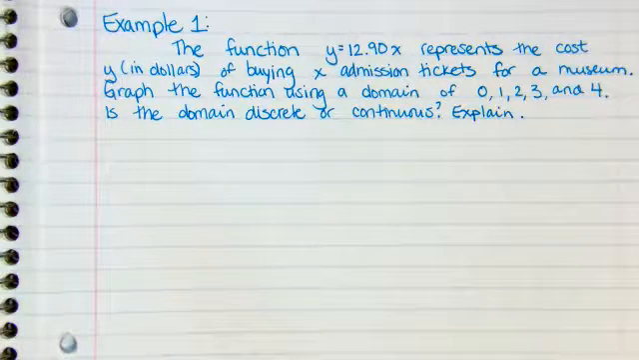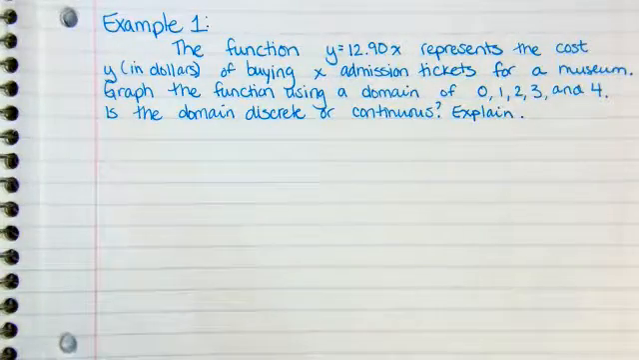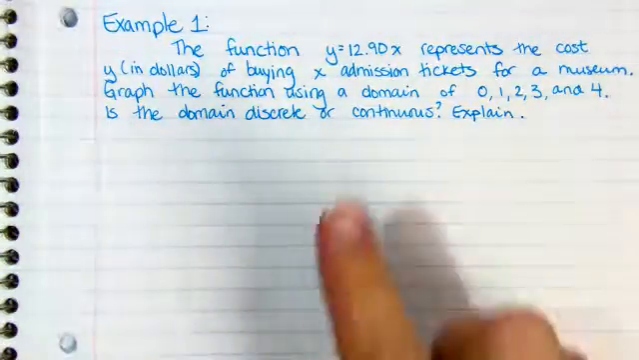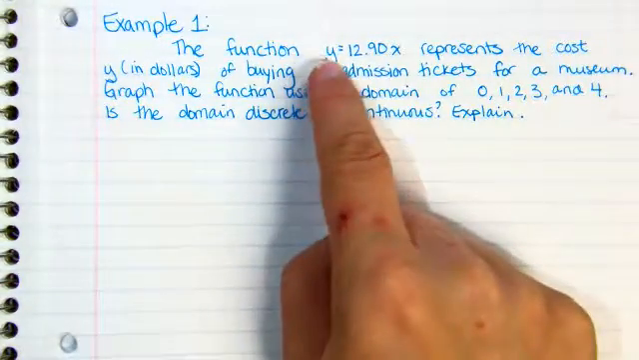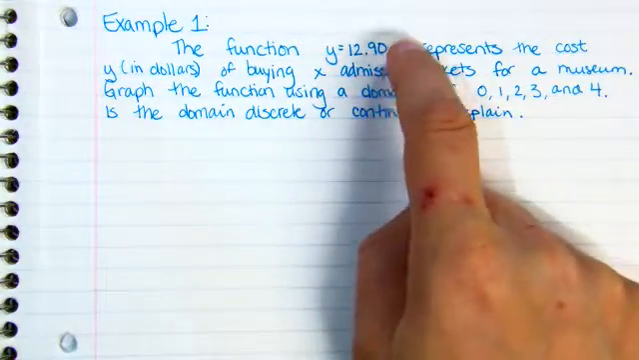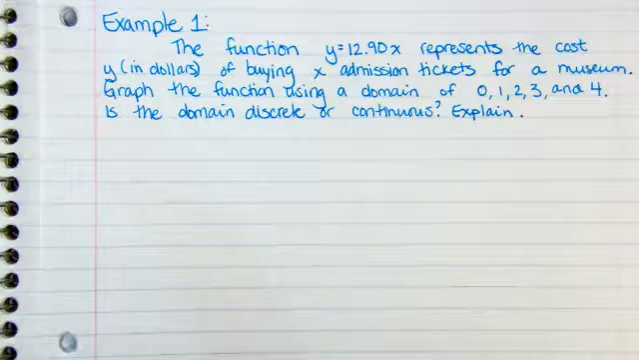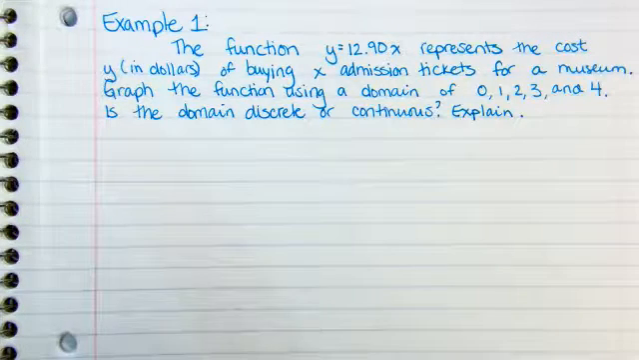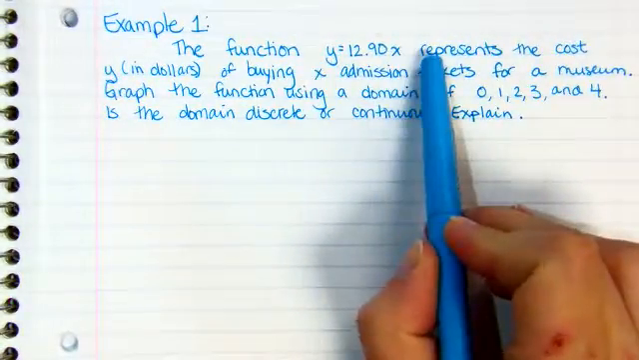So for our first example, we're given the function y equals 12.90x. And this represents the cost, y in dollars, of buying x admission tickets. So x is how many tickets we buy for a museum. Graph the function using a domain of 0, 1, 2, 3, and 4. Is the domain discrete or continuous? And explain.